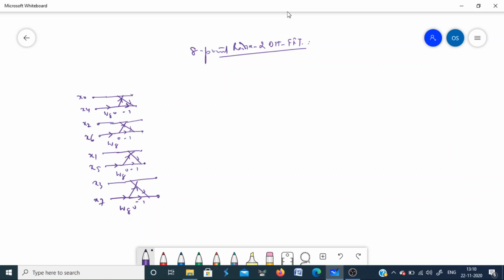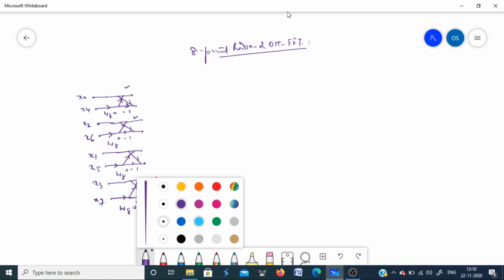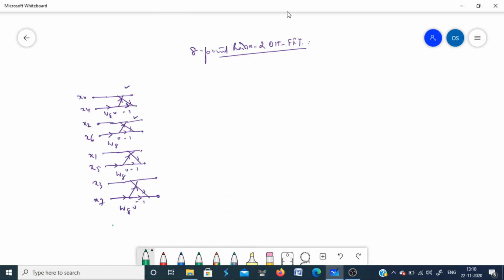Now these 2-point FFTs have to be combined to get a 4-point FFT, and similarly you have to combine the other 2-point FFTs to get the other 4-point FFT. This is one 2-point FFT, this is another 2-point FFT.